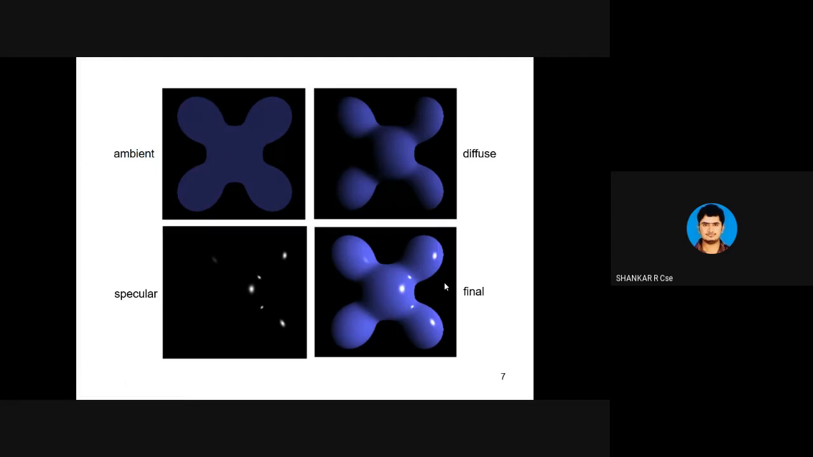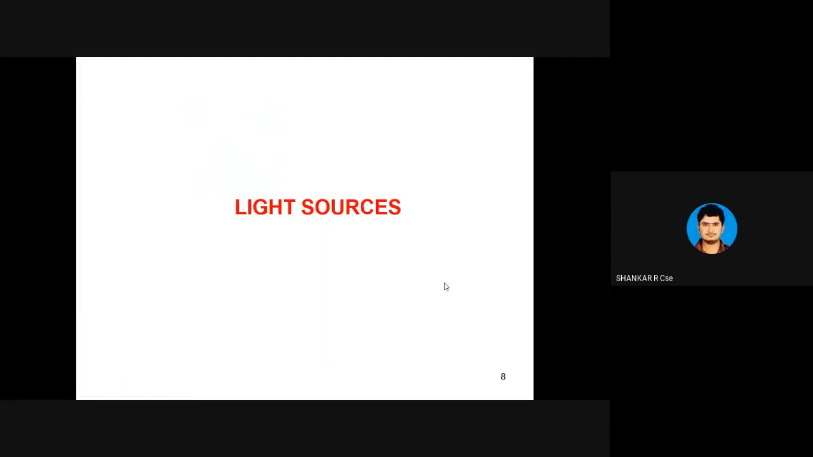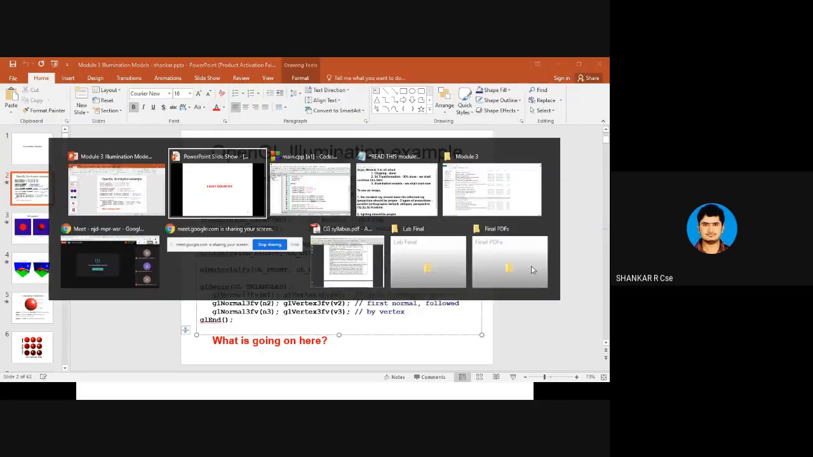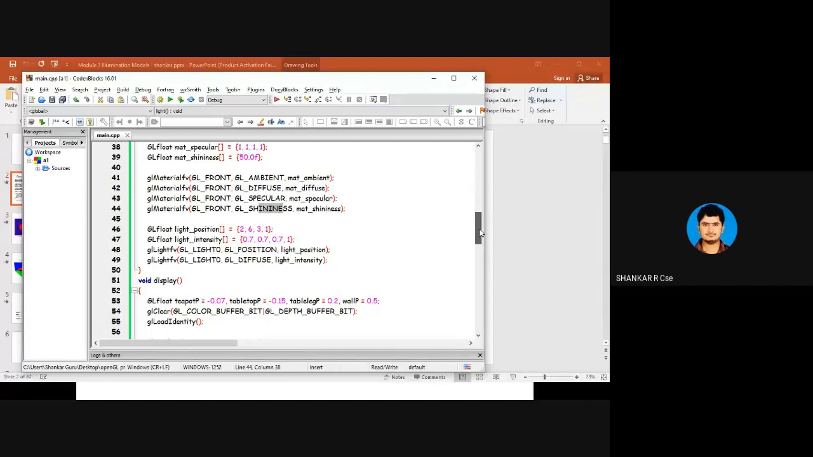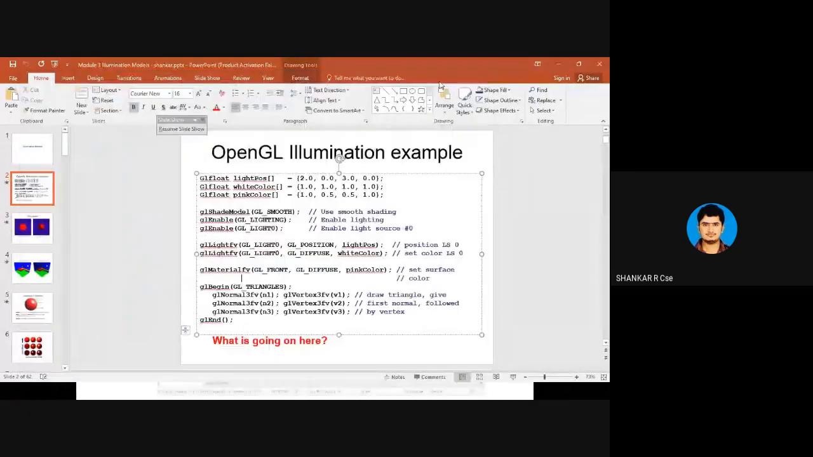Now, coming to some mathematics about this, what are the various light sources we have? What do I mean by light sources? You can see in my program, GL light 0. Like this, I can write GL light 1, light 2, light 3, light 4, up to light 7. So what do you mean by light sources?